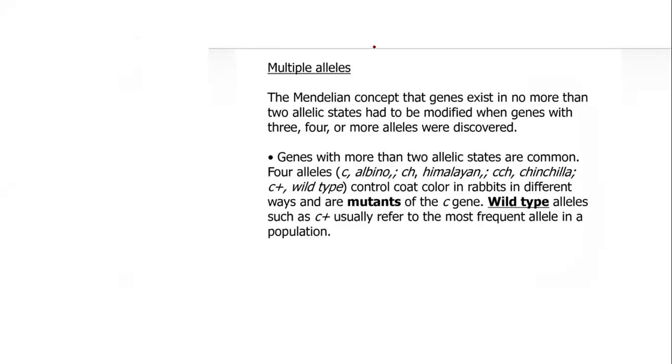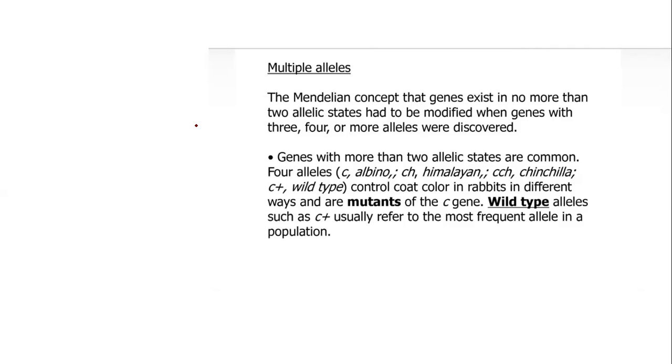Moving toward the multiple alleles, the Mendelian concept that a gene exists in no more than two allelic states had to be modified when genes with three or four or more alleles were discovered. Dear students, remember that when we talk about multiple alleles, it does not mean that these multiple alleles are present in a single organism. It means the presence of multiple alleles in a population. So a population can have more than one allele for a single trait.